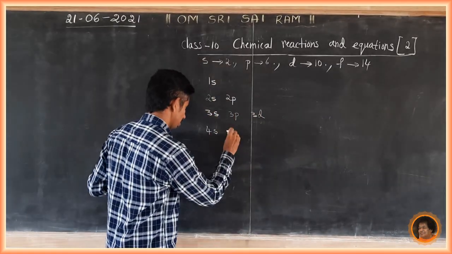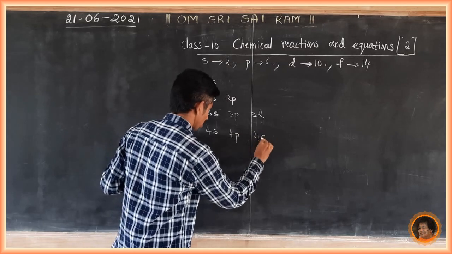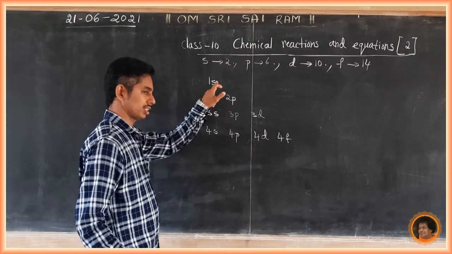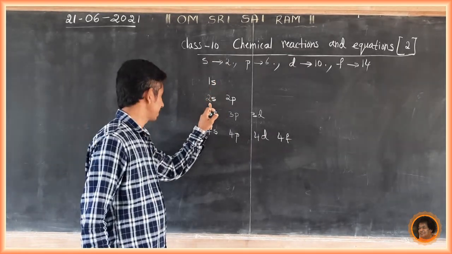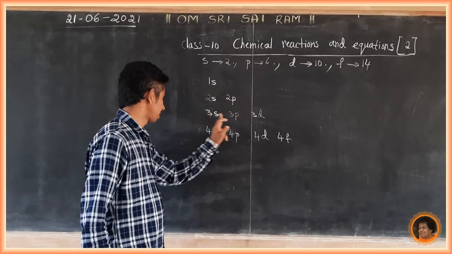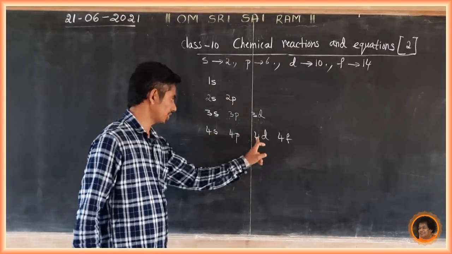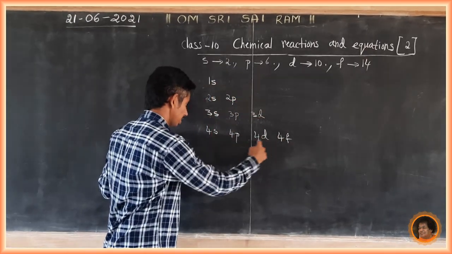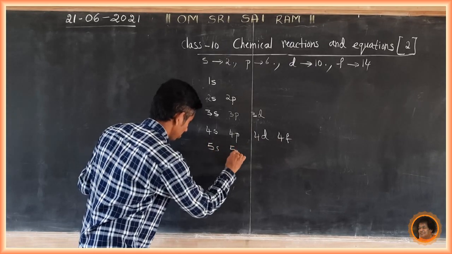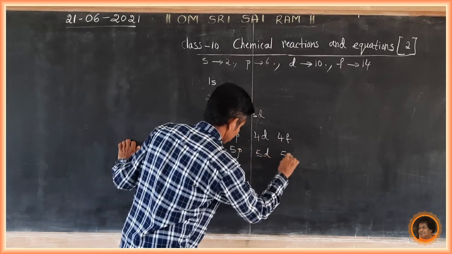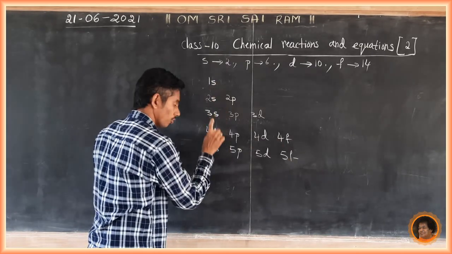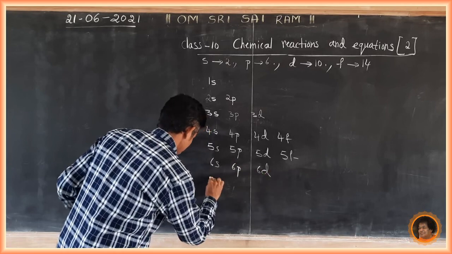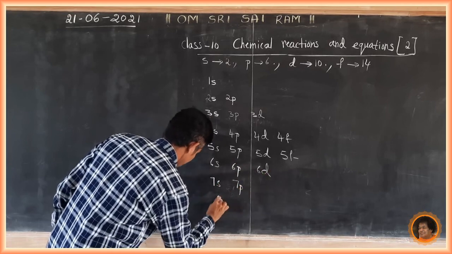So 4s, 4p, 4d, then 4f. Just look at this: first shell, one subshell; second shell, 2 subshells; third shell, 3 subshells; fourth shell, 4 subshells. After that, 5s, 5p, 5d, 5f, then 6s, 6p, 6d, then 7s, 7p, then 8s.